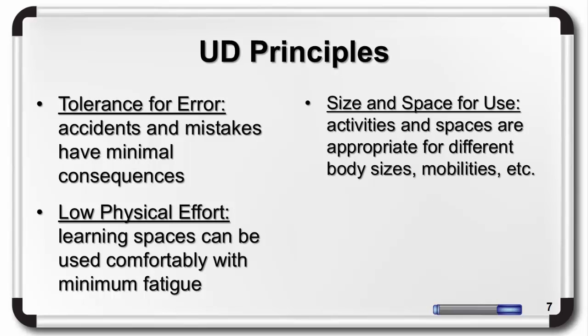Fifth is tolerance for error, which means that we need to be accepting of and minimize negative consequences for mistakes and misinterpretations. Sixth is low physical effort, which means that when we require physical activity, we should maximize efficiency and comfort and minimize the potential for fatigue. Lastly is size and space, which means that we need to make sure participants with different mobilities, postures, and body sizes can easily approach and use the learning environments and objects we create.